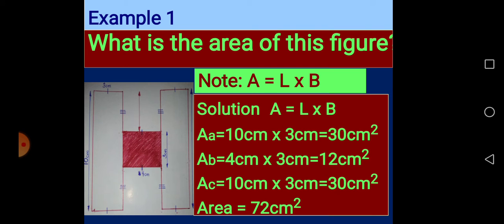So area A is 10 centimeters times 3 centimeters, which will give you 30 centimeters square. Area B, the one shaded, will be 4 centimeters times 3 centimeters, which will give you 12 centimeters square. And then area C will be 10 centimeters times 3 centimeters, which will give you 30 centimeters square. If we add these three areas together, A, B, C, you have the area of that shape, which will give you 72 centimeters square.